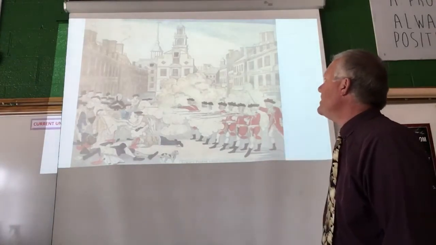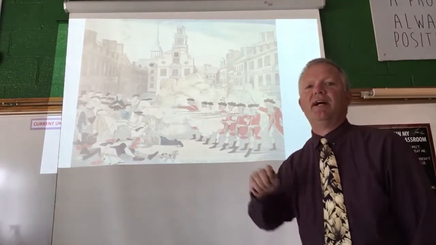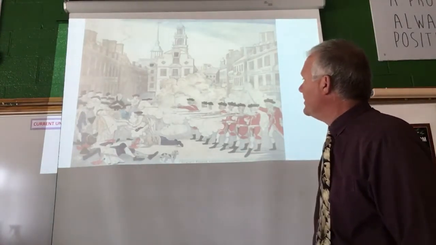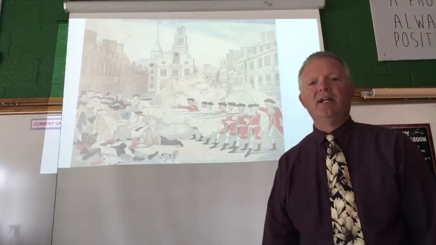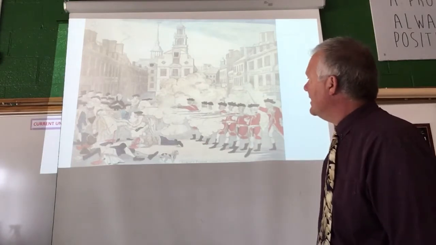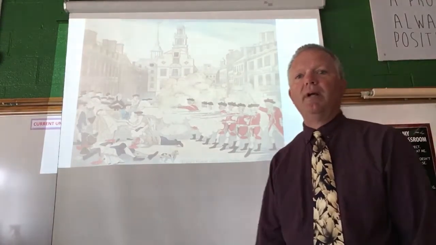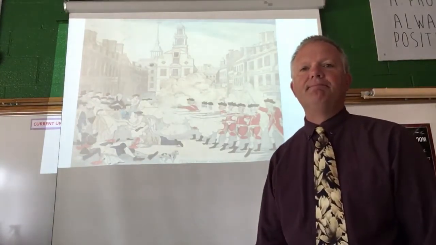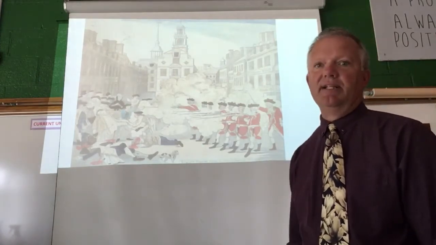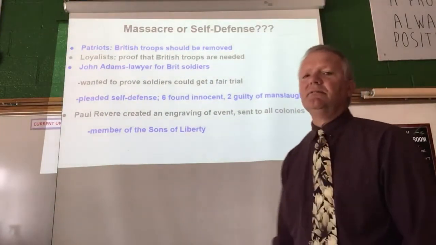And if you look at the picture, it looks like the British officer is giving the order to fire on a group of harmless colonists, and that all the British soldiers then lined up and shot together just like they would in battle. And then you have the colonists on the other side. Was this a true depiction of what occurred at that event? No. But this is what was given to all of the colonies. All right. So was it a massacre or was it self-defense?